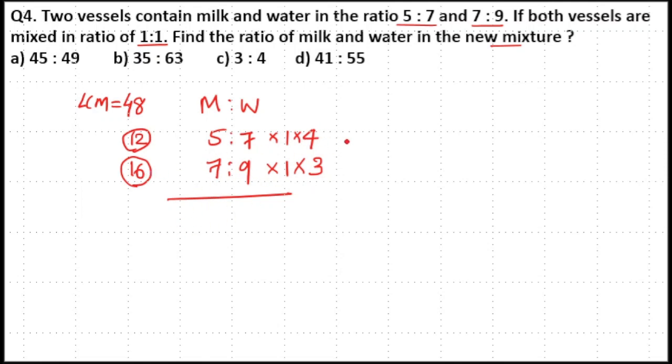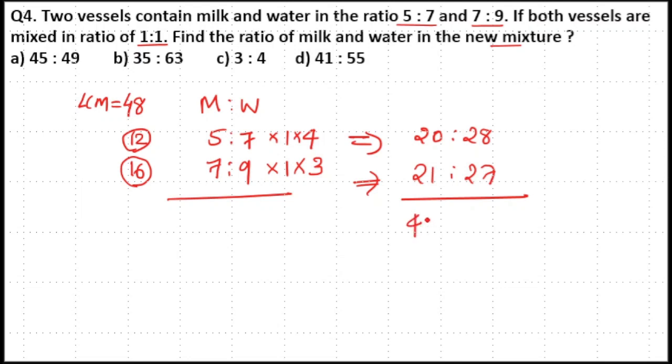So when you multiply 4 with 5 is to 7, 4 into 5, 20 is to 4 into 7, 28. 3 into 7, 21. 3 into 9, 27. Now 20 plus 28 is equal to 48 parts. 21 plus 27 is equal to 48 parts. Parts are equal, so you can directly add the ratio. That is 20 plus 21 is equal to 41. 8 plus 7, 15. 2 plus 2, 4 plus 1, 5. So 41 is to 55. Option D is your answer.